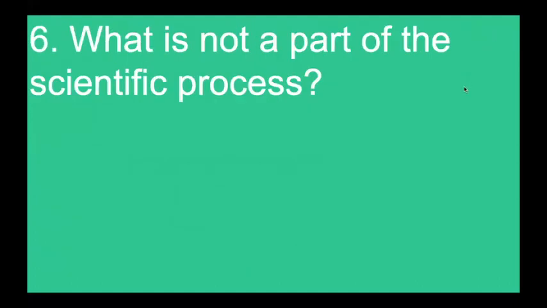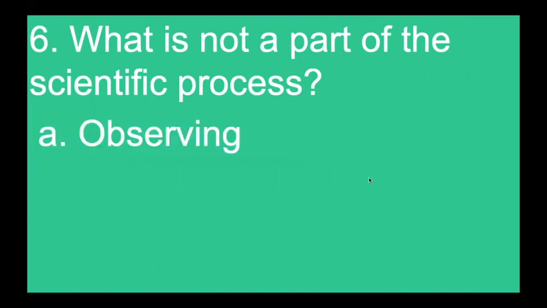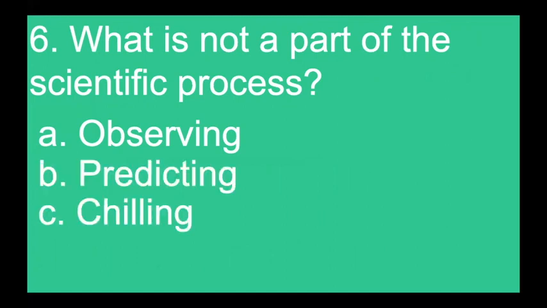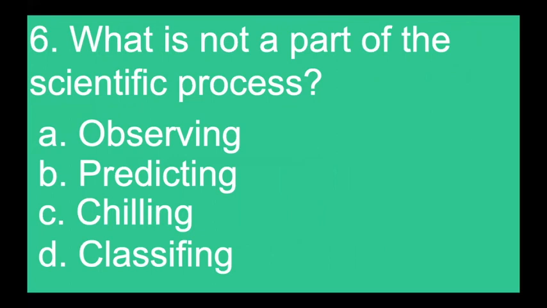What is not a part of the scientific process? Answers: observing, predicting, chilling, classifying. Okay, what is not a part of the scientific process? Observing, predicting, chilling, classifying. A, B, C, or D. Choose the answer and write down number 6 and letter A, B, C, or D.